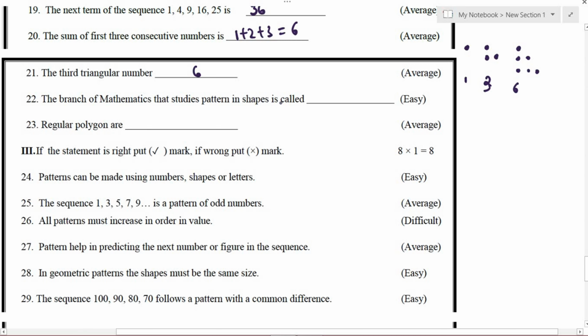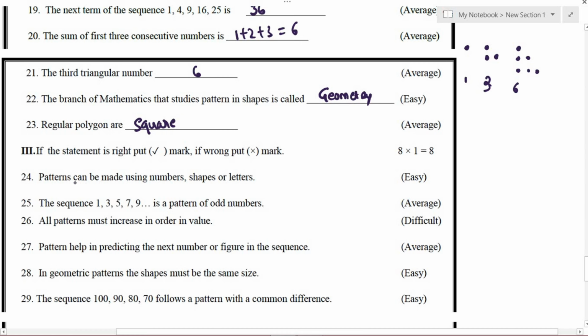The branch of mathematics that studies the pattern in shapes is called geometry. Regular polygons are equilateral triangles and squares. We can say a square is also a regular polygon. We have to say whether they are true or false.